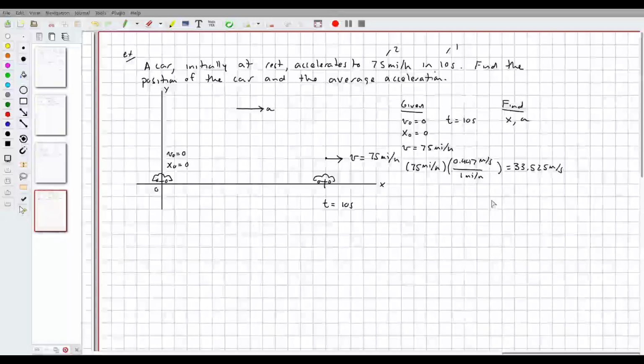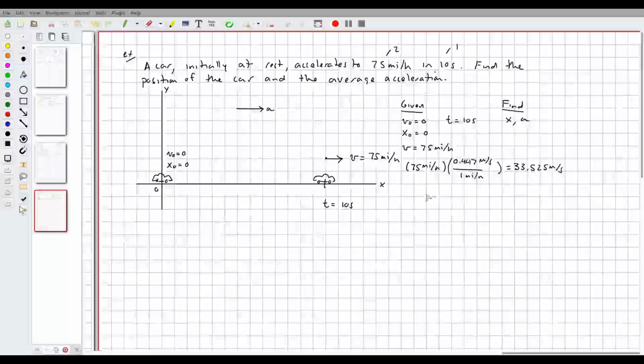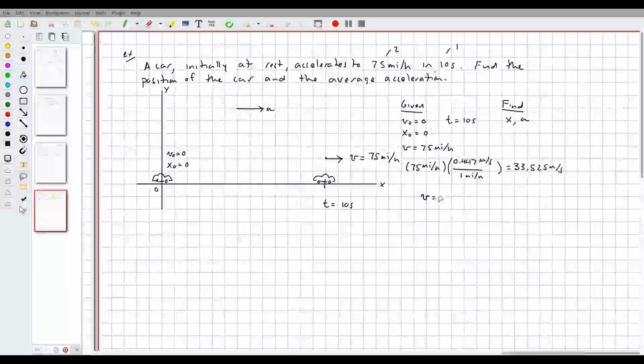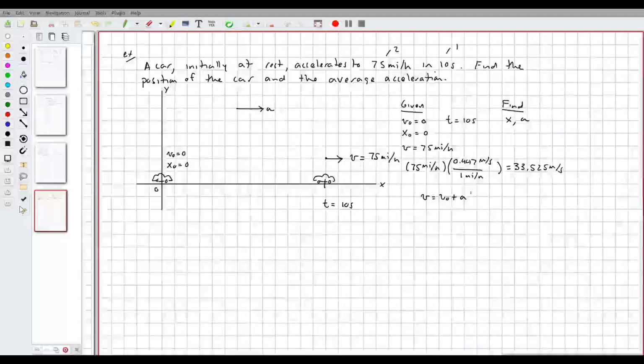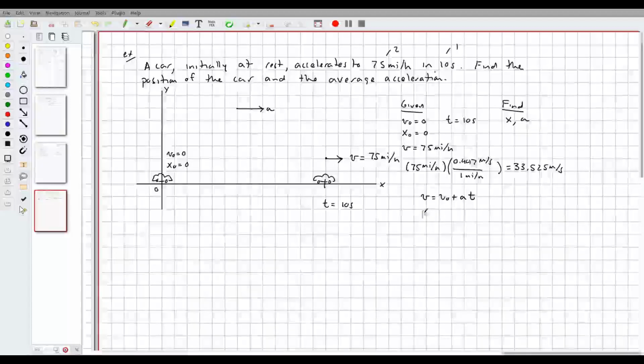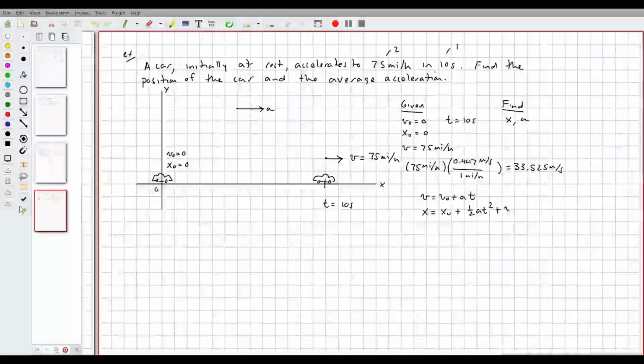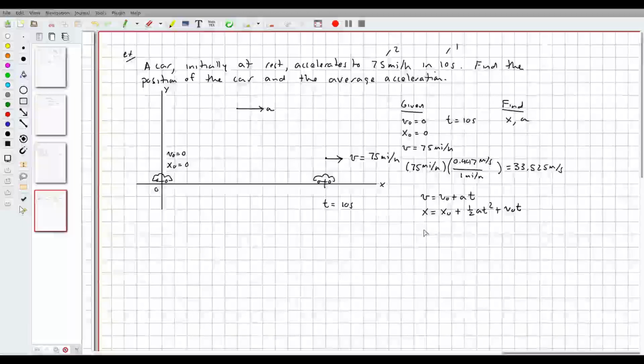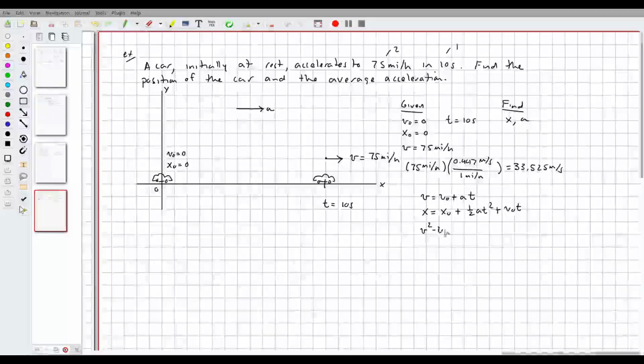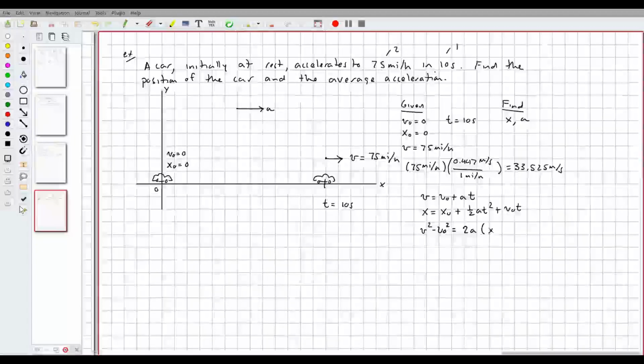Okay, so the next thing I do is to write down the equations that I know that describe motion. Since we're dealing with constant acceleration, we have 3. We have v is equal to v naught plus a times t. We have x is equal to x naught plus v naught t plus 1/2 a t squared. We also have v squared minus v naught squared is equal to 2 times a times (x minus x naught).